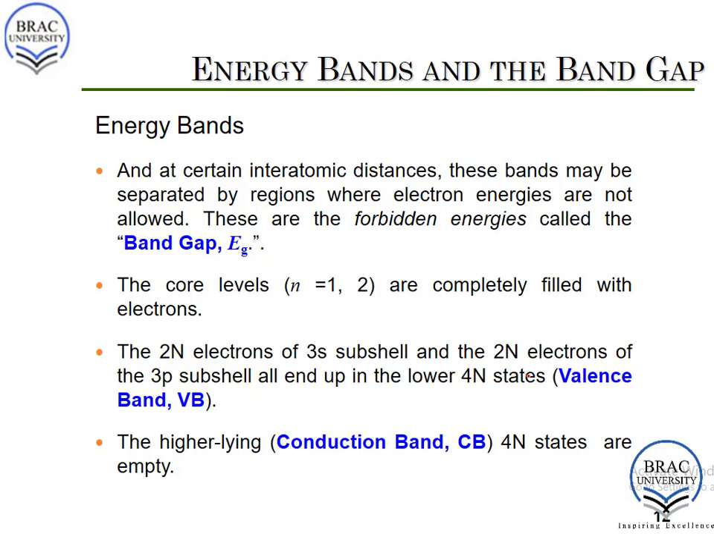So if we consider large N, or capital N, to be the number of atoms in a structure, then there will be 2 multiplied by large N electrons in the 3s subshell and 2 multiplied by large N electrons in the 3p subshell. That means in the case of n equal to 3, there are actually a total of 4N electrons or 4N states. This is called the valence band. Over the valence band, there is a band called the conduction band, which is in normal cases empty.